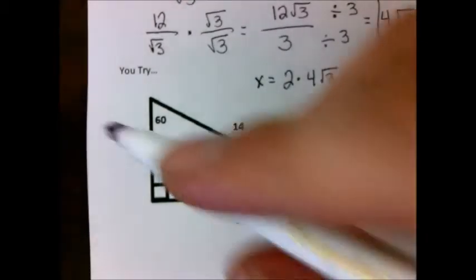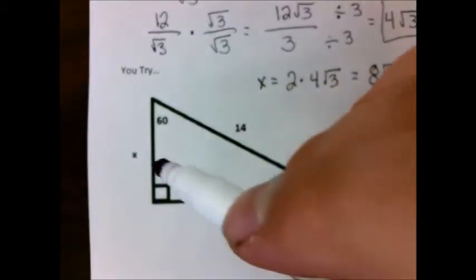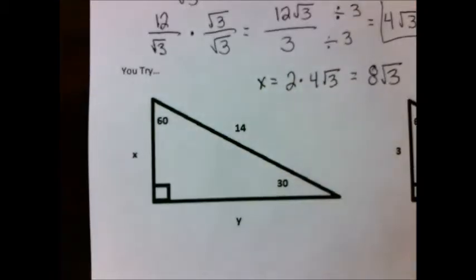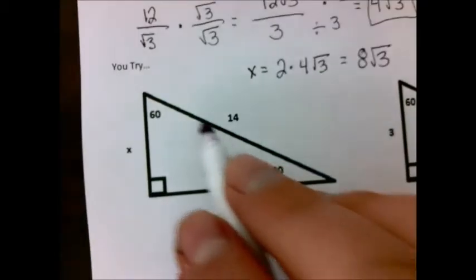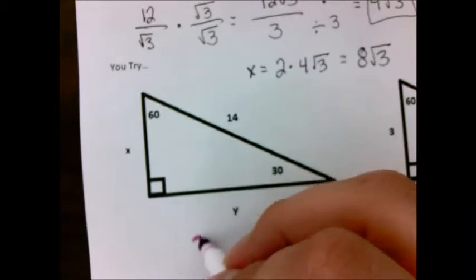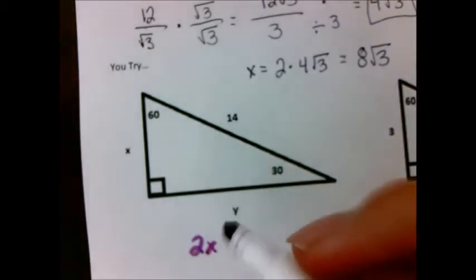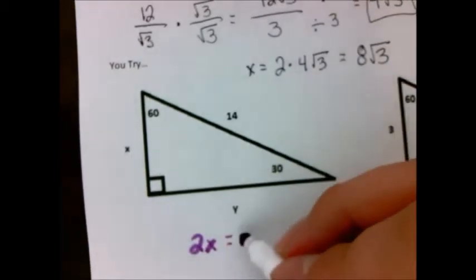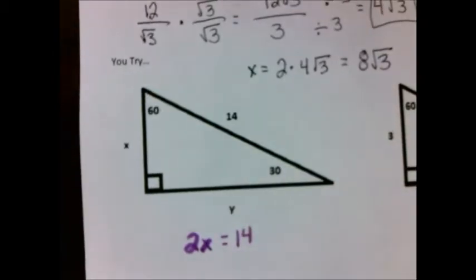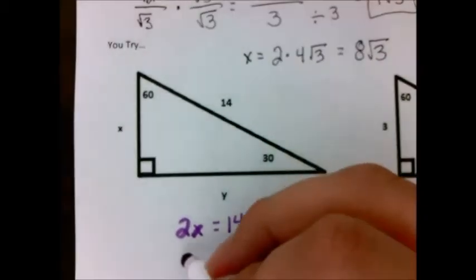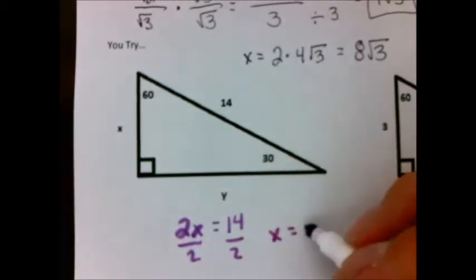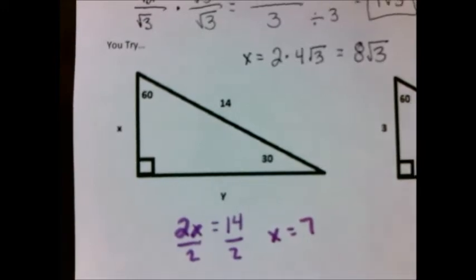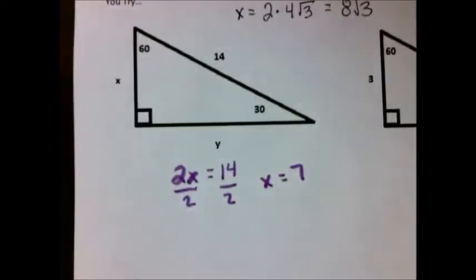On the first one, once again, we're always trying to find this shorter leg right here. It's always the easiest to find, to really find the other two. So we know 14 is the hypotenuse, and we know 2 times the shorter leg should give you the length of the longer leg. So 2 times x should give you 14. So again, we divide by 2 on both sides, we get x equals 7. So now that we know that x equals 7, what we have to do is find y.